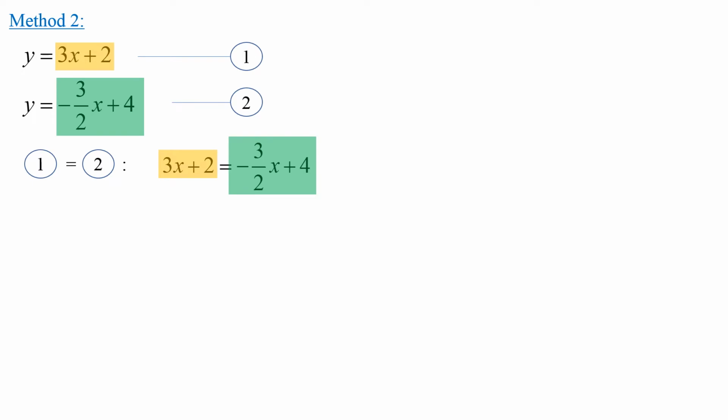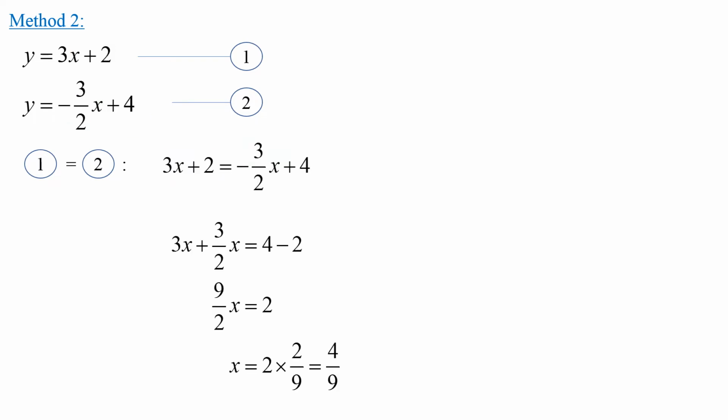Then I'll proceed to show equation 1, which is 3x plus 2, will be equal to equation 2, which is negative 3 out of 2 x plus 4. Then I'll manipulate the terms, moving all the x's to the left and all the numbers to the right. I will get 3x plus 3 out of 2 x equals 4 minus 2. And then 9 out of 2, or 4.5x, is 2. Then by dividing by 9 out of 2, or multiplying by 2 out of 9, I will get x is 2 times 2 out of 9, which equals 4 out of 9, which is the same as what we got previously with the other method.